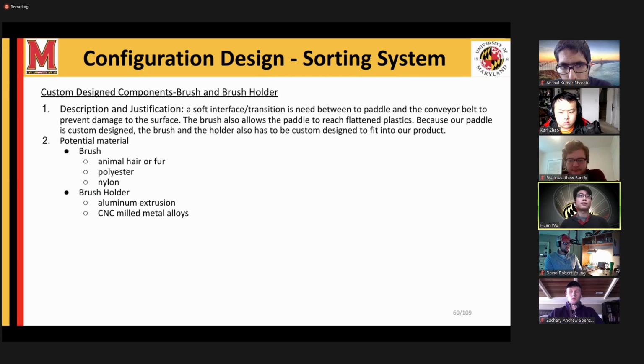So the next custom design part is the brush and brush holder. It acts as a soft interface and transition between the paddle and the conveyor belt to prevent any damage to the expensive conveyor belt system. The brush on the paddle allows the paddle to reach flattened or not rounded plastic bottles. Because our paddle is custom designed, the paddle and the brush holder also have to be custom designed to fit our product. So here are some of the materials we considered.